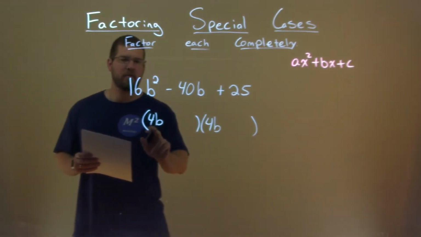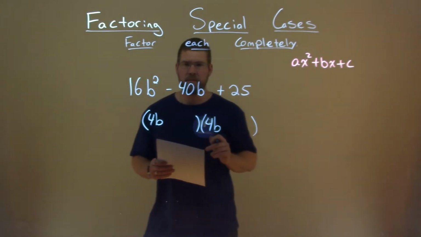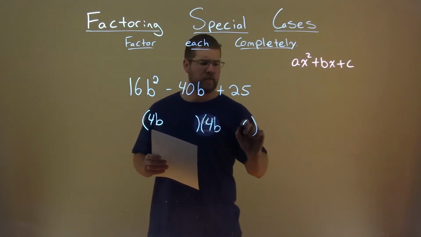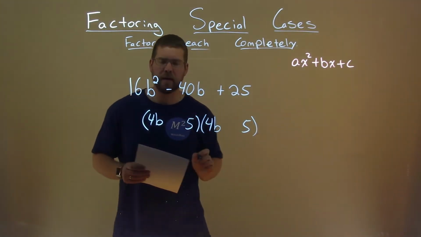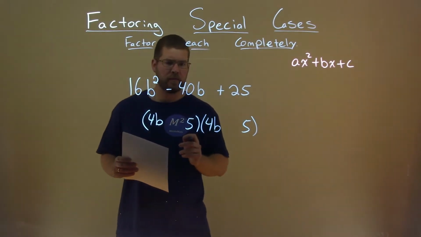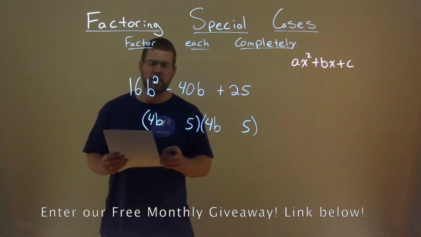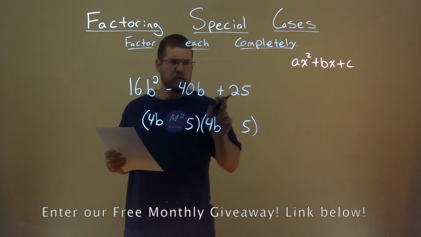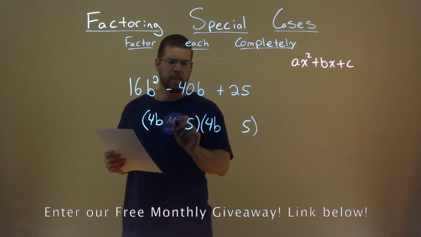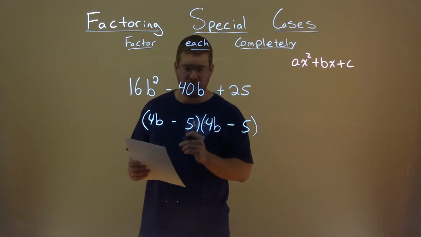So now we can see when I multiply this out, 4b times 4b will give me that 16b squared. 25. Well, the square root of 25 is 5, so we have a 5 here and a 5 here. All right, so 5 times 5 gives me that 25. But be careful, we have a minus 40 right there. Well, if they're both positive, we have a positive number. If I make this actually a negative and a negative, negative 5 times negative 5 gives me the positive 25.